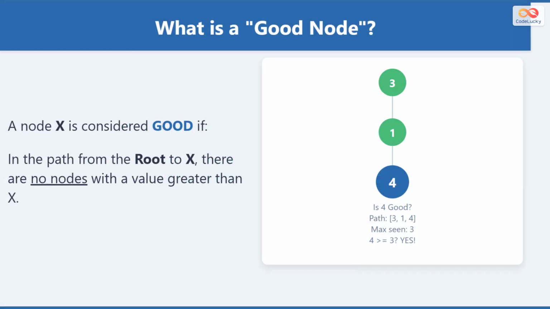First, let's define what we are looking for. A node in our binary tree is considered good if, starting from the root and traveling down to that node, there are absolutely no nodes with a value greater than the current node. Essentially, the node must be equal to or larger than everything above it in its path.